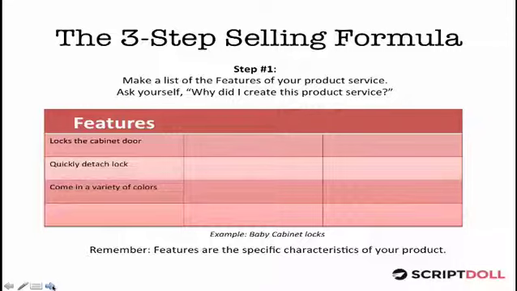Just write down as many as you can. You might have 5, you might have 15, you might have 50, I don't know. Write down as many as you can, and then go through, and when we get to the next step, that's where you're going to start weeding out and go, okay, is this really an important selling feature? Is this really something that's going to sell this product? Because some features are going to help sell your product, some might not as much.